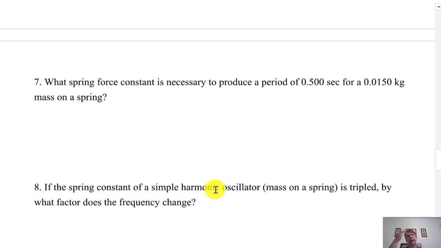What force constant is necessary to produce a period of that many seconds for a 0.010 kilogram mass on a spring? So literally asking for the equation for the mass on a spring, so it's just a plug-in. So we'll start off, T equals 2 pi times the square root of m over k. That's a pi symbol. 2 pi. All right. Just plug in.